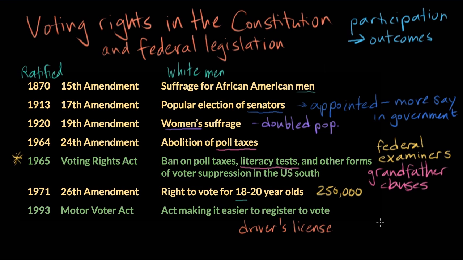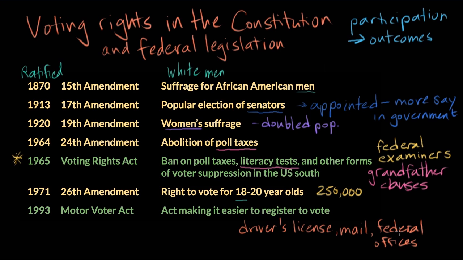The Motor Voter Act also requires states to allow individuals to register by mail 30 days before a federal election, and to allow individuals to register to vote if they're going to an office providing services to people with disabilities or public assistance. So in general, the Motor Voter Act makes it easier for people to get registered to vote and to stay registered to vote. So it kind of removes barriers to political participation.